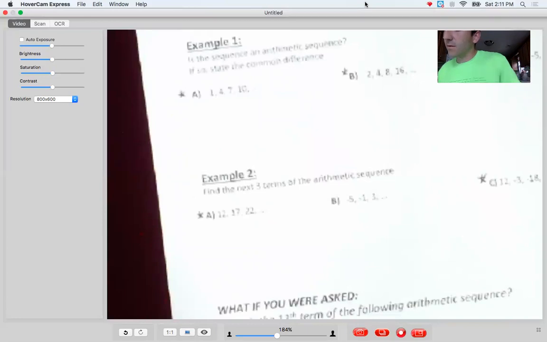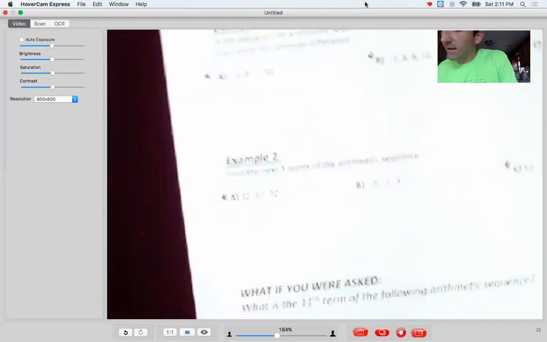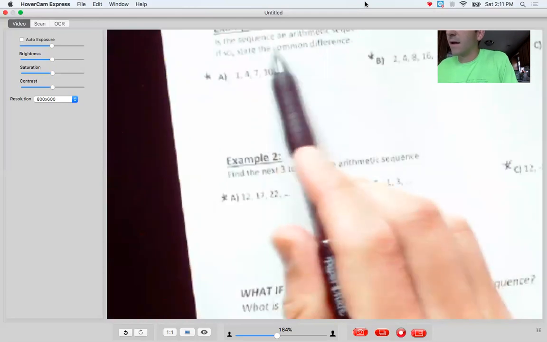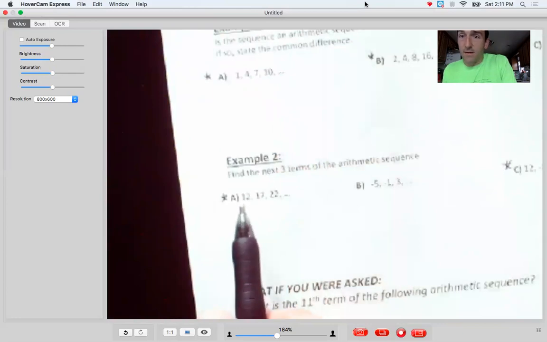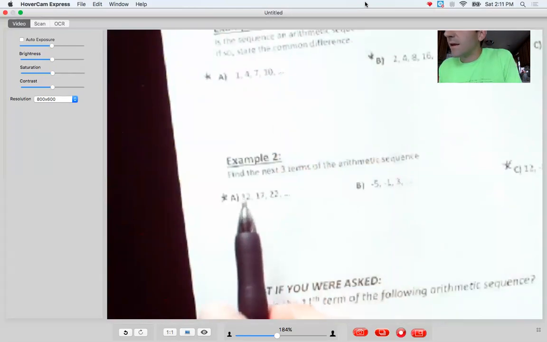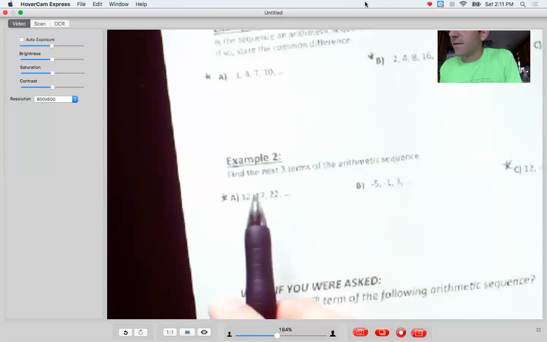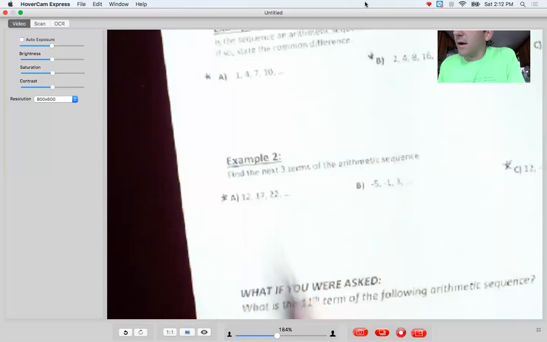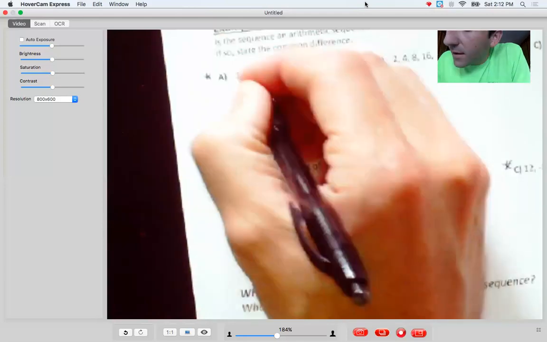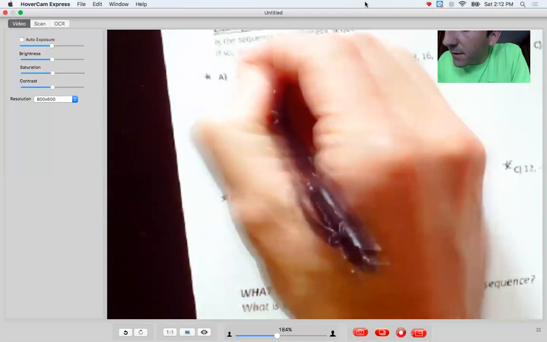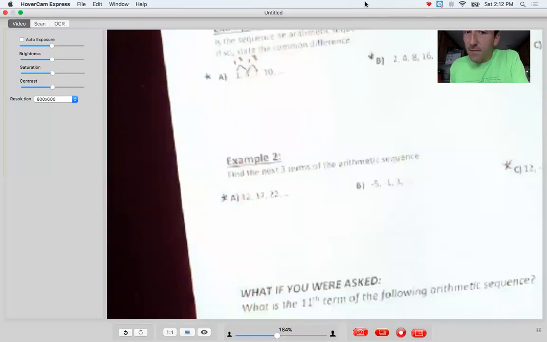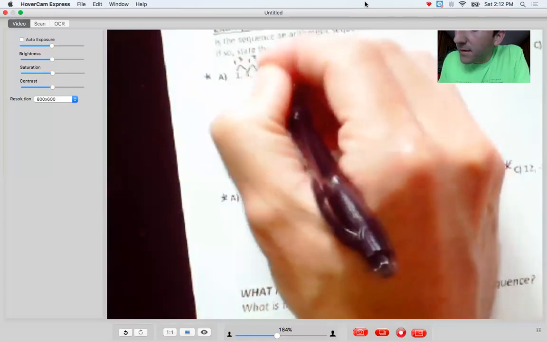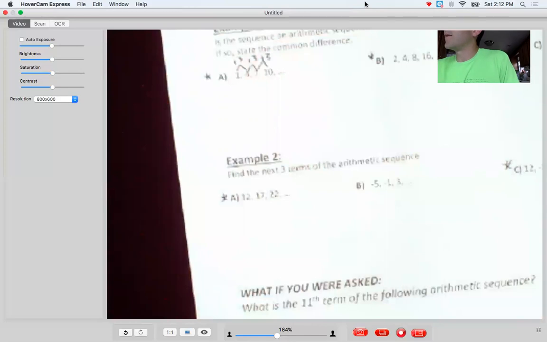So example 2, or I guess this is example 1, it says, is the sequence an arithmetic sequence? So what we're looking for there, remember, an arithmetic sequence is just a linear sequence. So do we have a common difference, also known as a slope? So how can we get from 1 to 4? Well, 4 minus 1 is 3, so plus 3. From 4 to 7, that's plus 3. And from 7 to 10, that's also plus 3. So we do have what they call a common difference. Same thing as the slope.